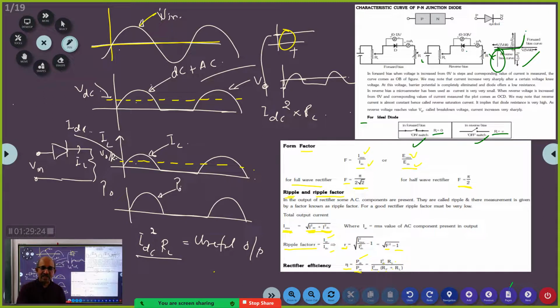See, first of all, I asked you what is the efficiency of a machine? Useful output power. This is the only useful output power. Of course, the total output power will be IDC square RL plus IAC square RL, DC plus AC. But this one I am not interested in. I am only interested in the DC component of the output. I am defining efficiency like that.